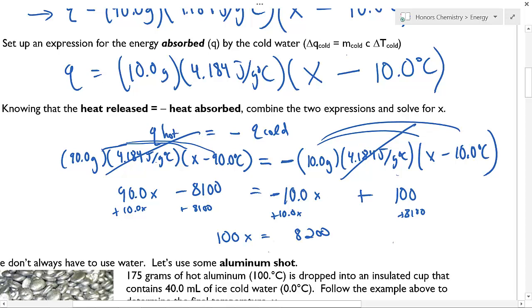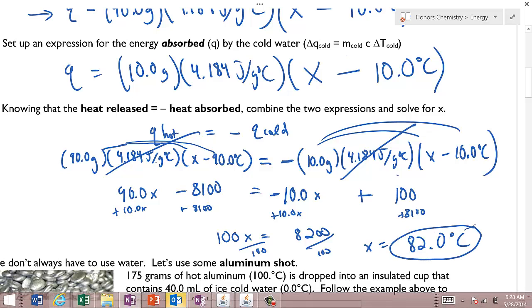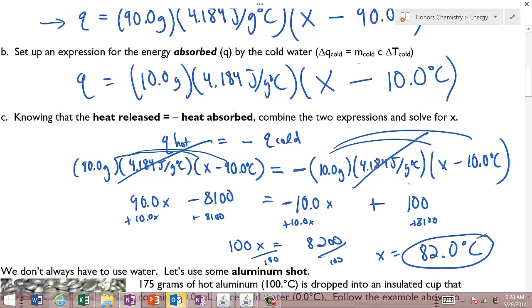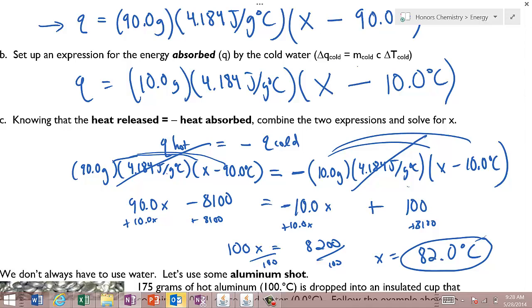And so I divide both sides by 100, I'm sorry, to get x by itself. And we're going to get x is equal to 82.0 degrees Celsius. And so what we've done is we've solved for our final temperature. Does it make sense? I had a lot more hot water than I did cold water. So it makes sense that the temperature is a lot closer to the hot object. So there's my final temperature.